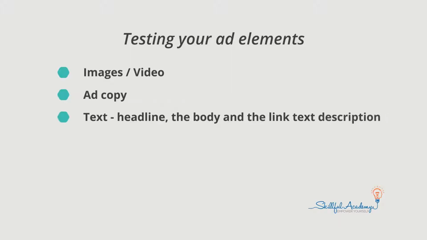The factors you should test are images and videos, ad copy, the text, the headlines, the body, and the link text descriptions. Other elements you may look at is your target audience. If you want to test everything together, this can lead to an expensive number of combinations to test. So let's say you have 3 images, 3 sets of ad copy, 3 different target audiences. That's 27 different combinations.